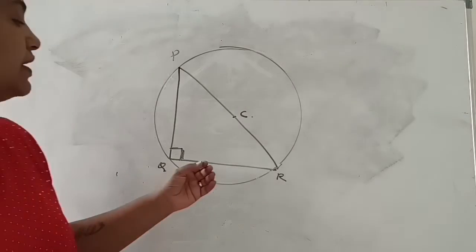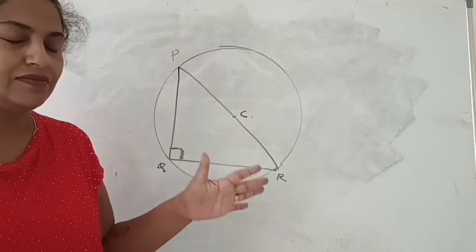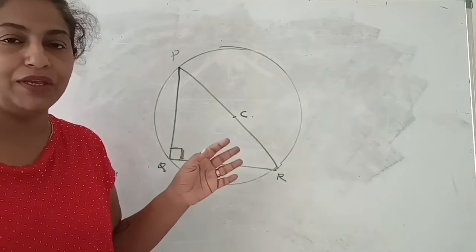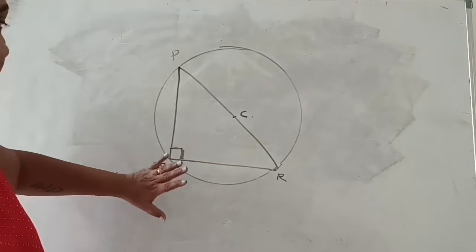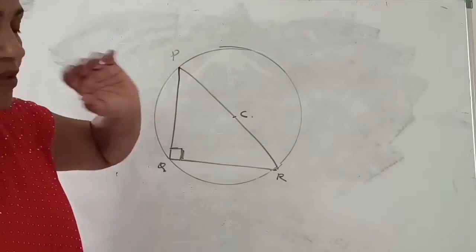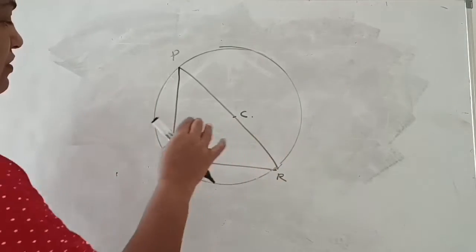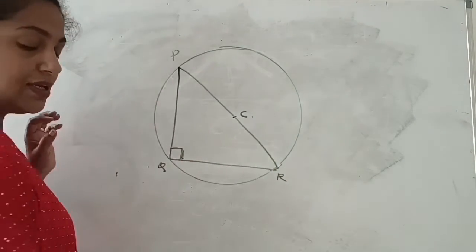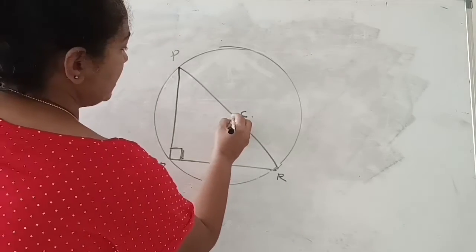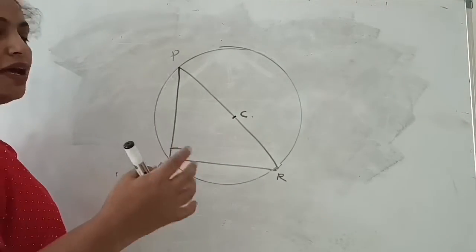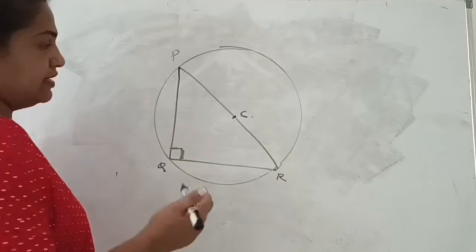Here I have a right angle triangle PQR. Angle Q I have marked as 90 degrees. As I have mentioned, the circumcenter lies at the midpoint of the hypotenuse. Hypotenuse is the side that is directly opposite to the 90 degree angle. So let us make the circumcenter. Now I have a circumcircle and I have a circumradius.